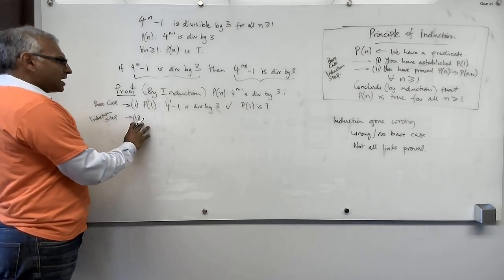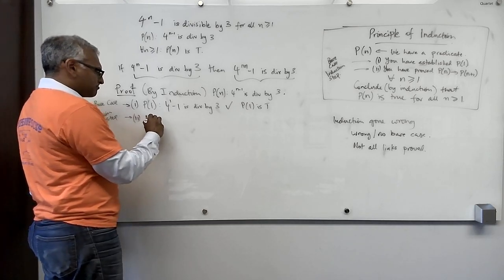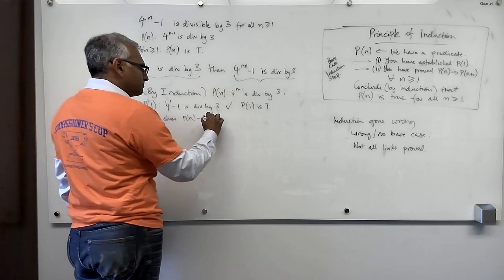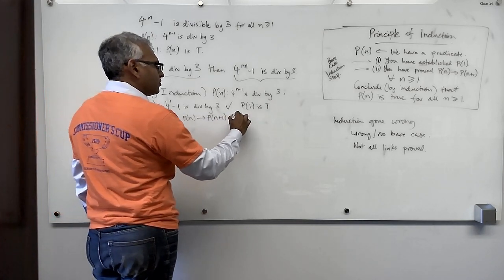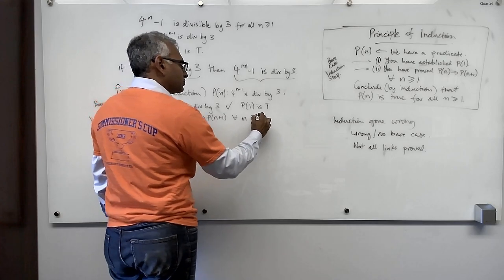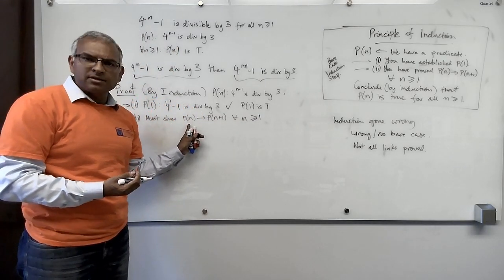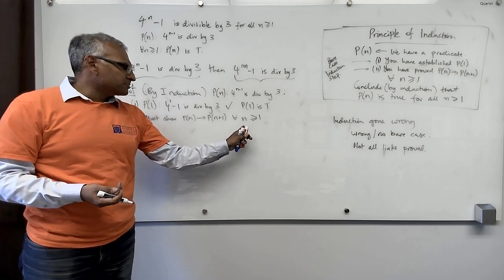Okay. Now we have to prove, must show, P of n implies P of n plus 1 for all n greater than or equal to 1. So that basically means we can't assume anything about n, so we have to prove it for a general n, okay? Except that we can assume that n is bigger than or equal to 1.